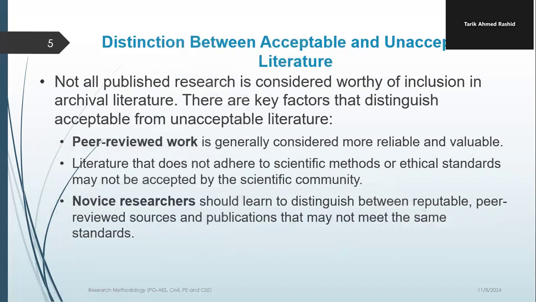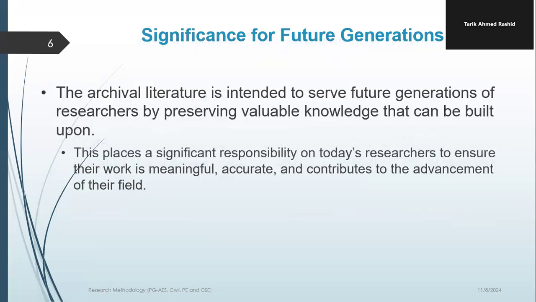So, the distinction between acceptable and unacceptable literature. Peer-reviewed works are acceptable and reliable because they were seen and tested for their validity by peer-reviewed experts in the field. Novice researchers should learn to distinguish between reputable peer-reviewed sources and publications that may not meet these standards. Here, the archival literature is intended to serve future generations. Once you publish your work, it becomes archival literature so that people can use it in the future.